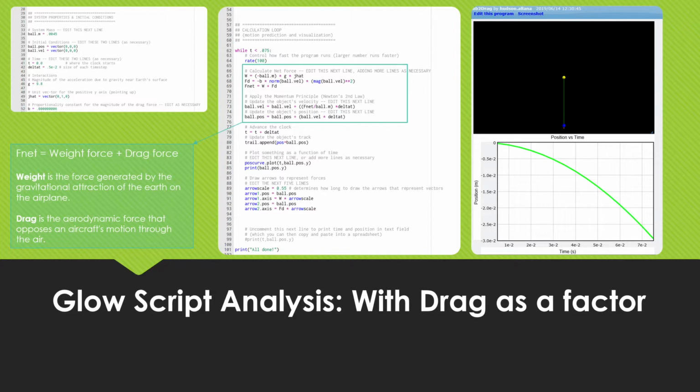If you compare it to the last slide, the difference between this one and that is that we used a constant called B in deciding the drag force. So in this case, W is the same, but FD in this case is the drag force, and it is negative B, the constant that we decided on, times the ball velocity times the magnitude of the ball velocity squared. This W plus this drag force equals the net force in this case, and we also use this to update the ball dot velocity and ball dot position, which you can see resulted in the graph in the picture on the far right.